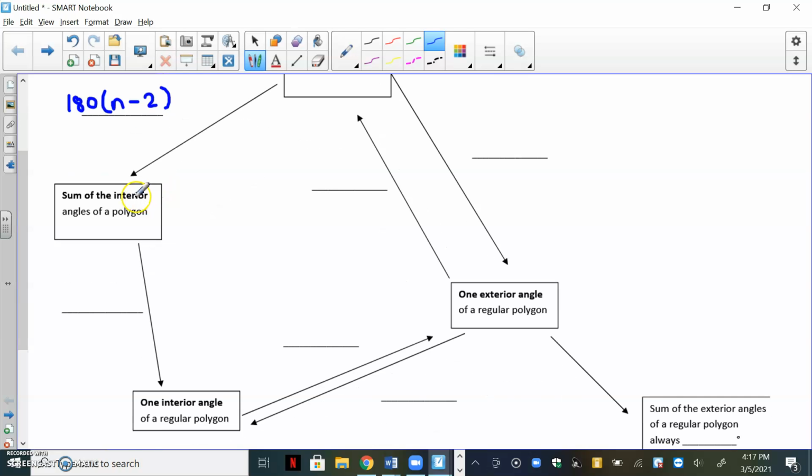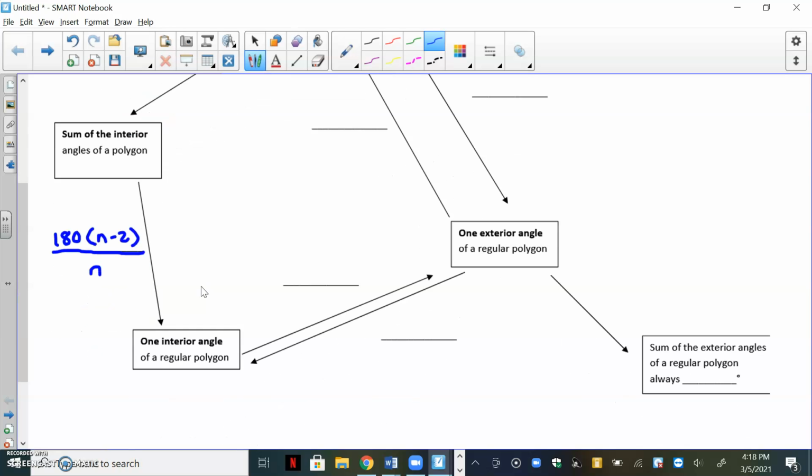Now let's say we know that, but then we need to go to the individual interior angle. We take the angle sum that we just calculated and divide it by n, and that gives us the measure of each individual angle, whereas this was the sum of all of them, what they all added up to. All right, and then we go to exterior angles.